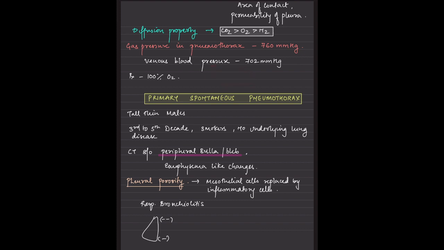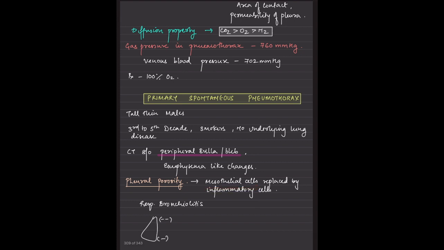So there is this primary spontaneous pneumothorax we are going to study. It occurs in tall, thin individuals. Why? Because in tall, thin individuals, the negative pressure is more towards the apex, and they are at risk of spontaneous pneumothorax. This is seen in the third to fifth decade of patients, and mostly in smokers, but they do not have any underlying lung disease. The CT is suggestive of emphysema-like changes. There could be bullae or blebs, and the mesothelial cells are replaced by inflammatory cells.